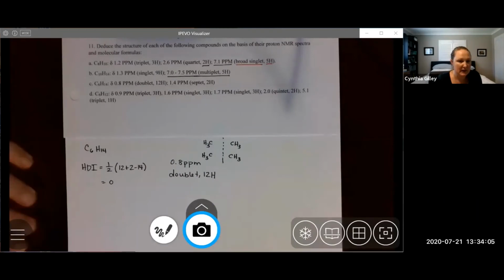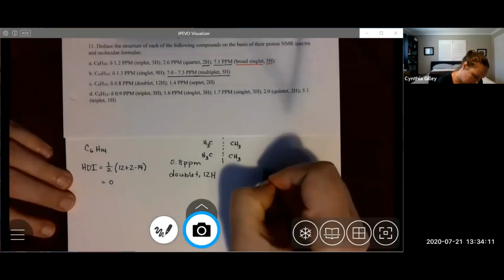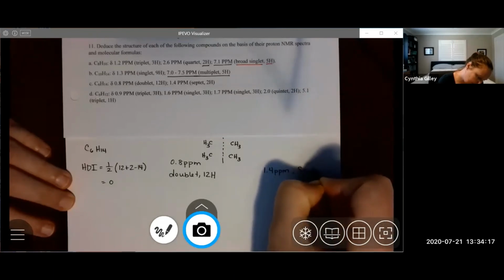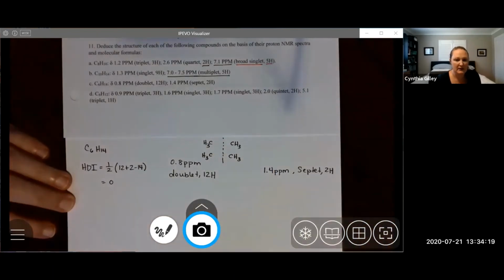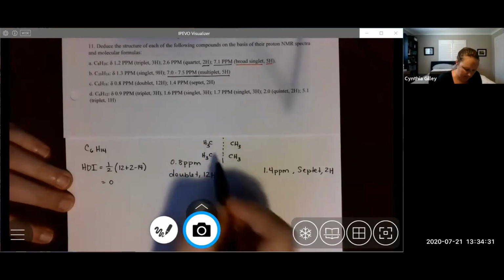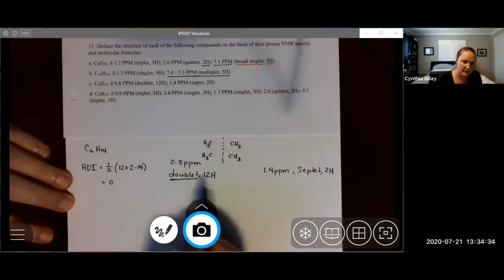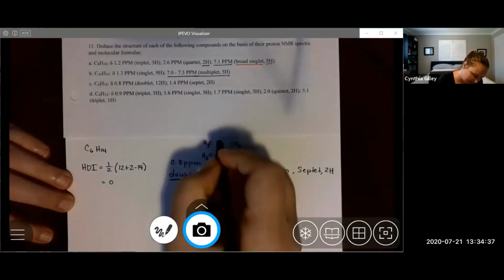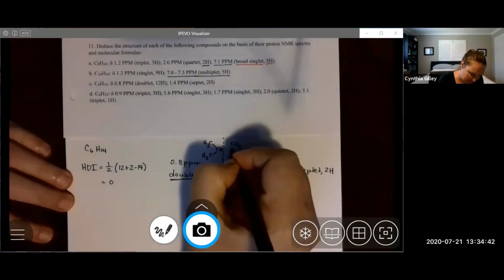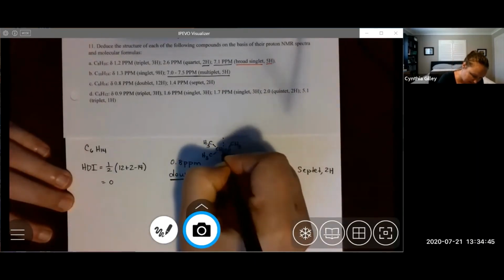Okay, so let's see about the other signals. So we're at 1.4 ppm, septet, 2 hydrogens. Okay, so for a septet, then this has 6 neighbors, right? And then this one was a doublet. We didn't really think about that before, right? So if it's going to be a doublet, maybe it's attached to a CH, because it can only have one neighbor, right? So kind of coming up with some symmetry here. Maybe it's attached that way.